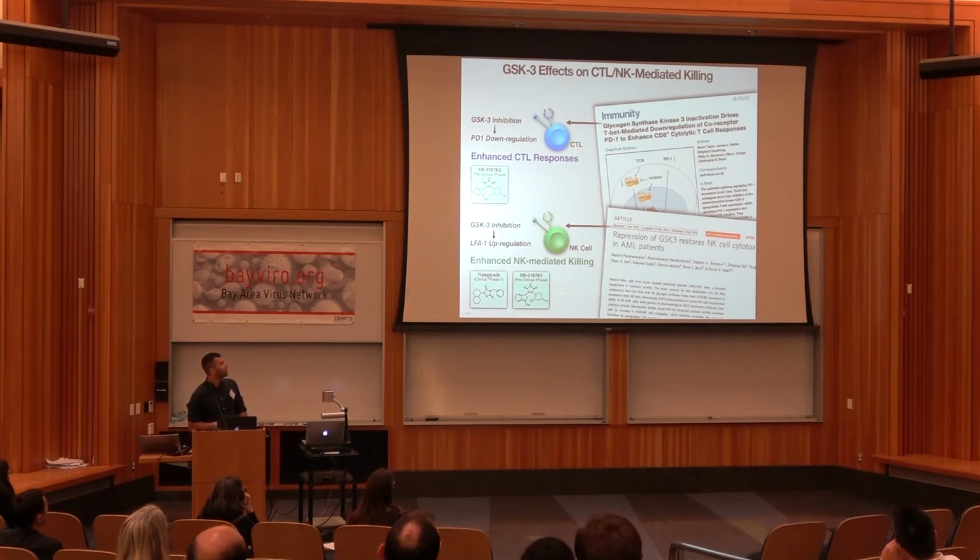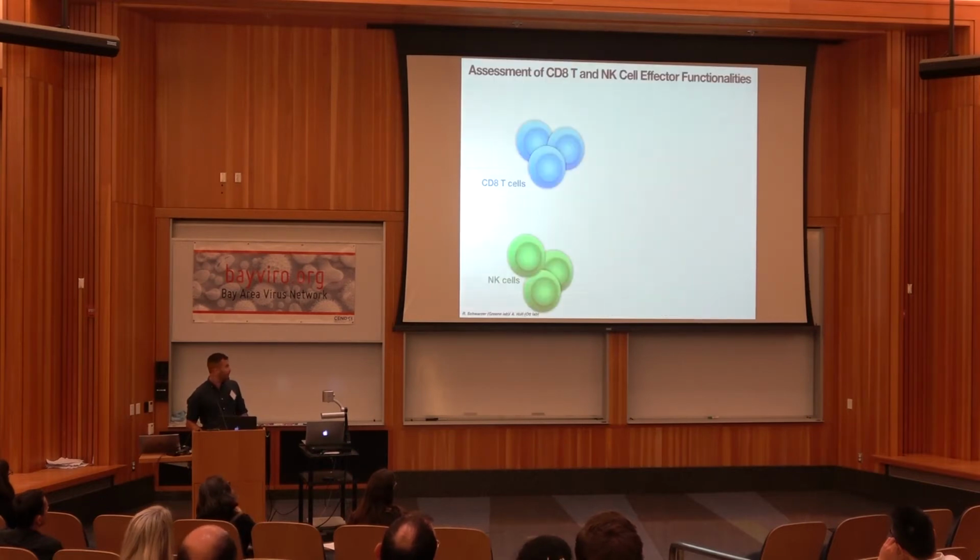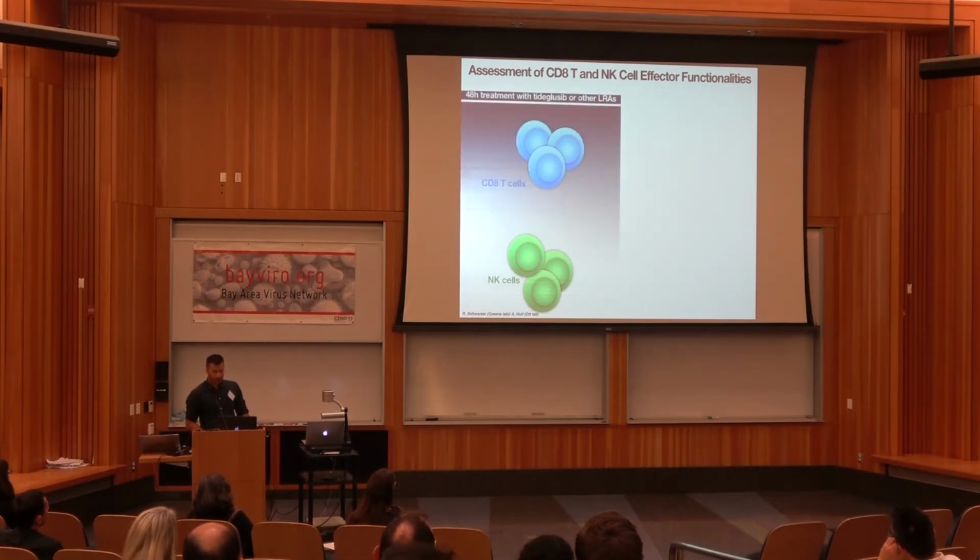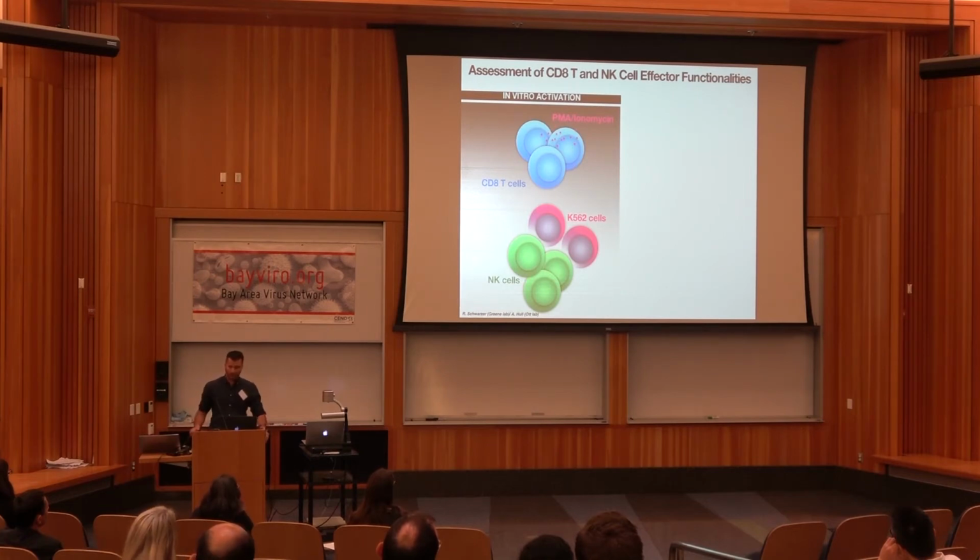We know that treatment with GSK3 inhibitors of NK cells and CTLs, both in vitro and in vivo in mouse models, actually enhances functionalities of these cells. So we decided to look at the same. We did this in collaboration with the Ott lab. So we took CD8 T cells and NK cells. We treated them for 2 days with tideglusib and other LRAs, and then we artificially activated them with either PMA ionomycin or K562 cells that specifically activate NK cells.